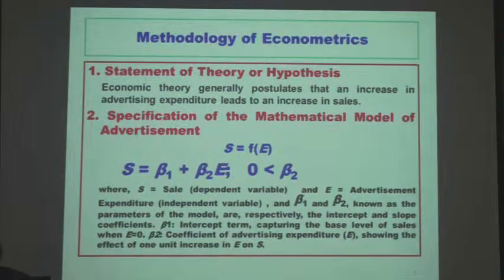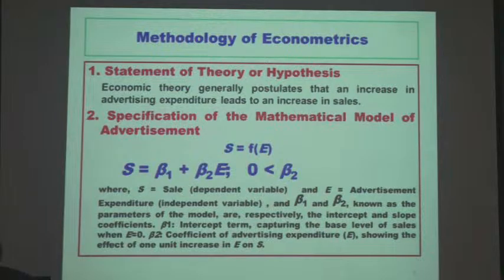This is the first step of econometric modeling. First of all, we need the economic statement from economic theory. This is our statement, and being business students, we easily understand that we use advertisement expenditure for increasing sales. So this knowledge is given by economic theory, and this is the basic knowledge for econometric modeling.